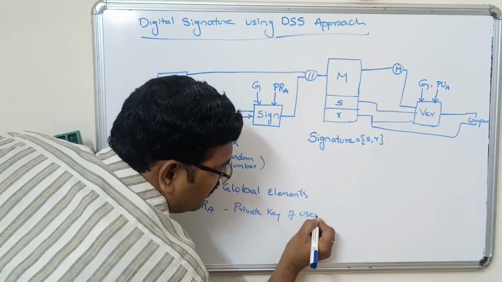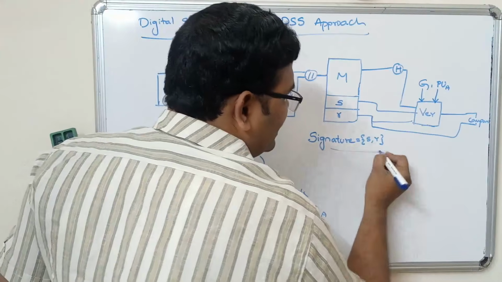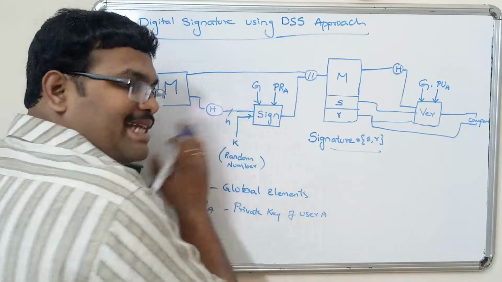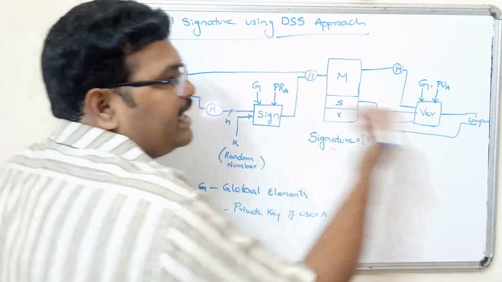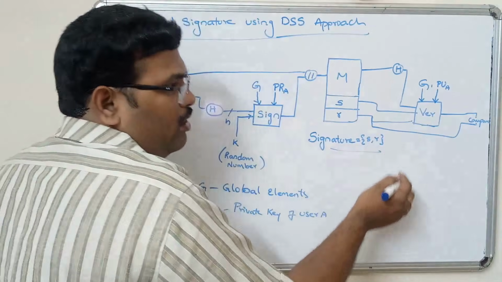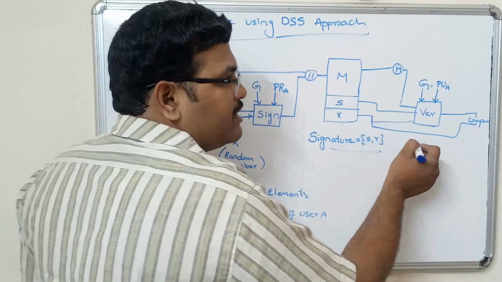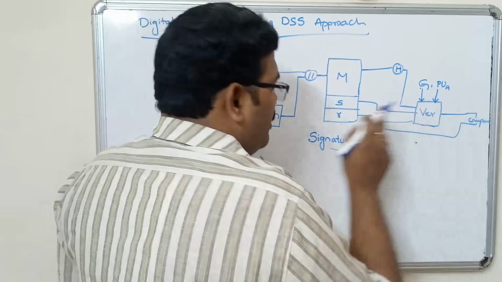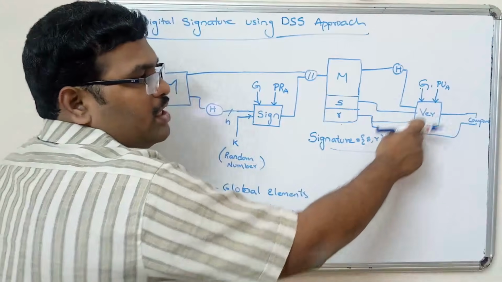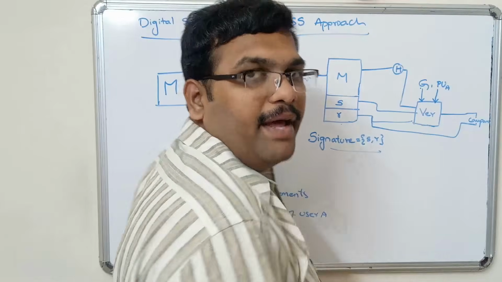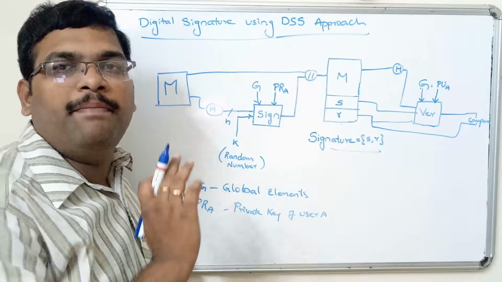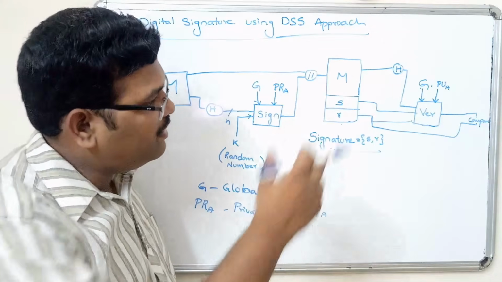And the signature is S comma R, and then the verification algorithm. At the sender side the signature algorithm happens, at the receiver side the verification algorithm happens. In the verification algorithm also we use the signature components along with the global components, and here, whereas we used the private key before, we have to use the public key. So the resultant and R will be compared. Here R is the major signature component. So R should be compared with the resultant, the calculated value.